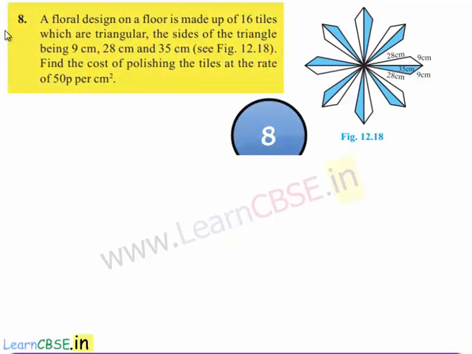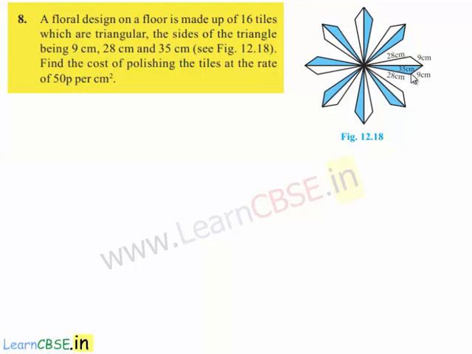Now let us move on to the 8th question. A floral design on a floor is made up of 16 tiles which are triangular. The sides of the triangle are 9 centimeters, 28 centimeters and 35 centimeters as shown in the figure. Find the cost of polishing the tiles at the rate of 50 paisa per centimeter square. So let's move on to the solution.